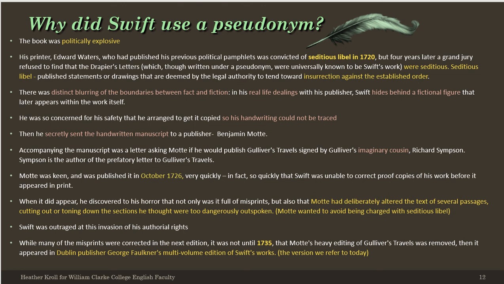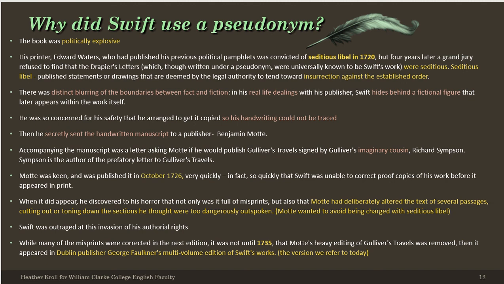Mott was keen, and it was published in October 1726. Very quickly, in fact, so quickly that Swift was unable to correct proof copies of his work before it appeared in print. And when it did appear, actually there's more stories with that, Mott actually had two printing presses going 24 hours a day to get it out as quickly as possible.